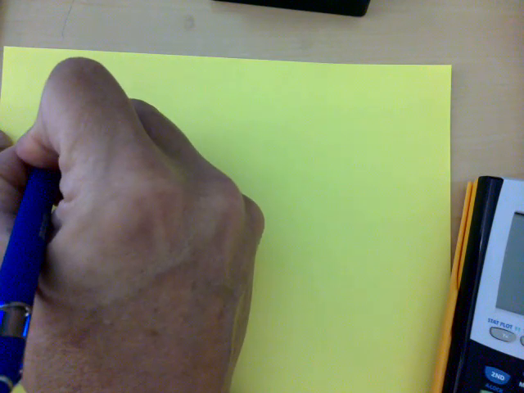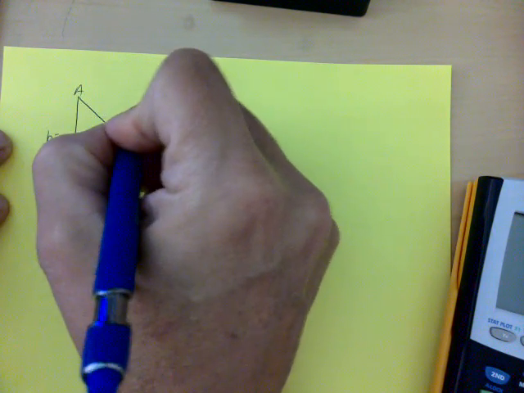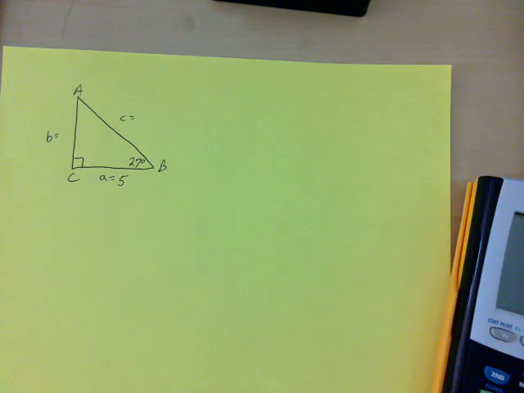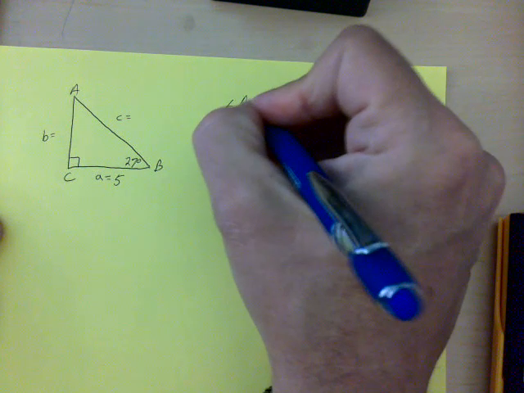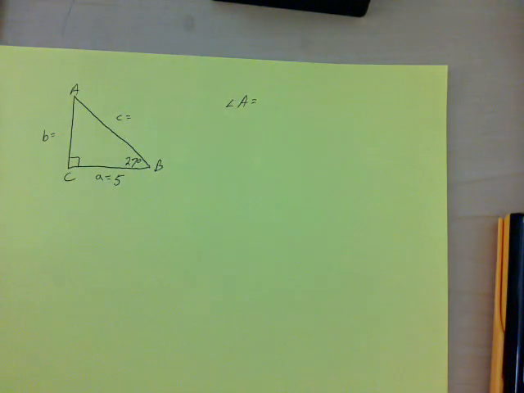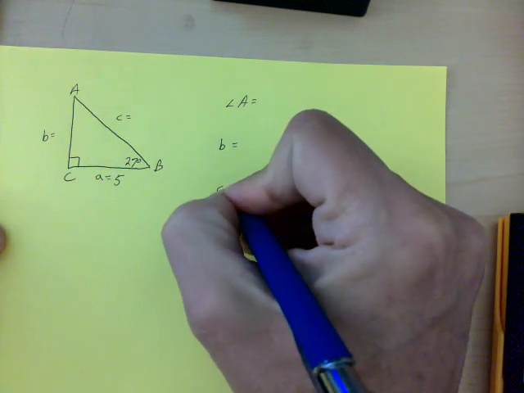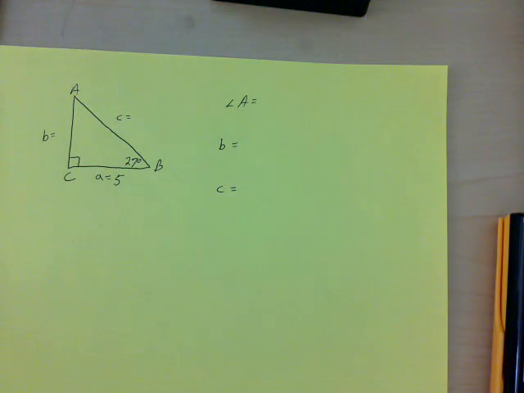Okay, we have to find B, we have to find C, and then angle A, which is going to be real easy. So on a test, I would ask angle A. That's your given. That should be so easy to be able to find. Okay, then I would ask for side B and side C.